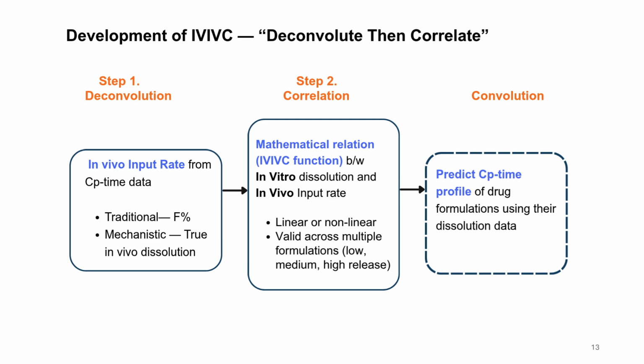In Step 2, correlation, we establish a mathematical relation or an IVIVC correlation function between in vitro dissolution data and the in vivo input rate derived in Step 1. This mathematical relationship may be either linear or nonlinear, and a single IVIVC correlation function should remain valid across multiple formulations with varying release rates, such as low, medium and high release rates. Now, the IVIVC correlation function established in Step 2 can be applied to predict plasma concentration time profiles of drug formulations using their dissolution profiles. Let us now walk through each step in detail, starting with Step 1, the deconvolution process.